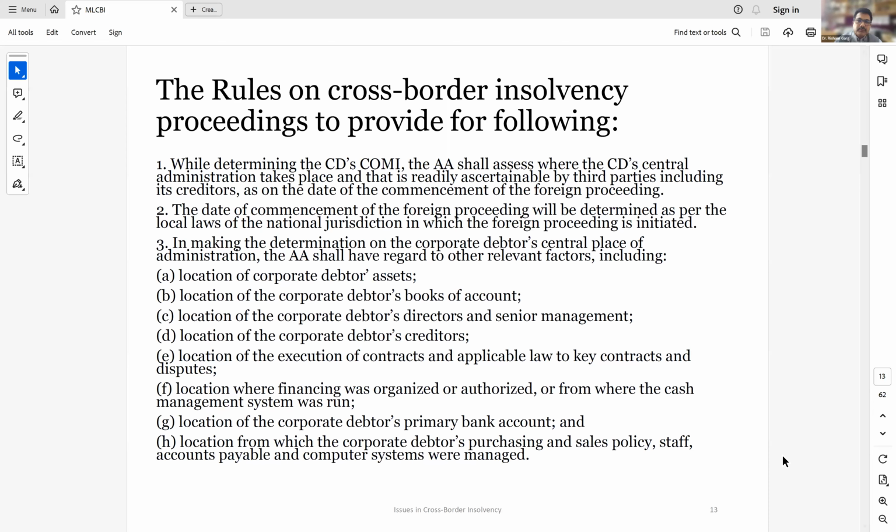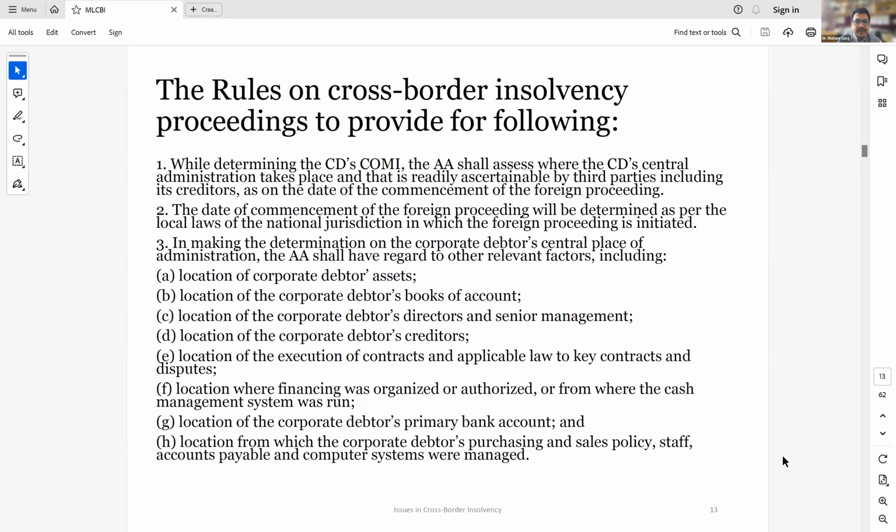So the rules on cross-border insolvency proceedings provide for the following. These are already there in draft format, and these are quite detailed. The draft law is already there. So this is what I am trying to discuss with you.